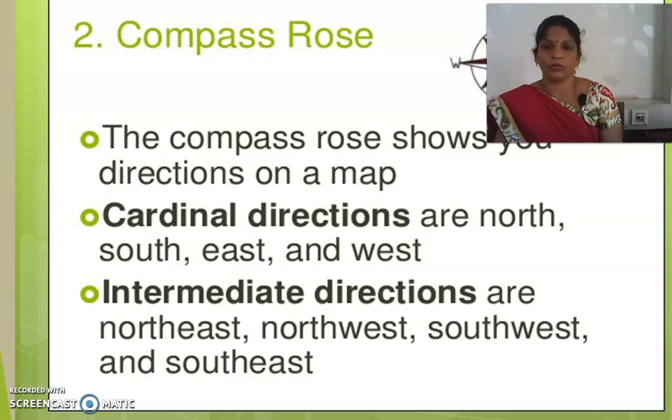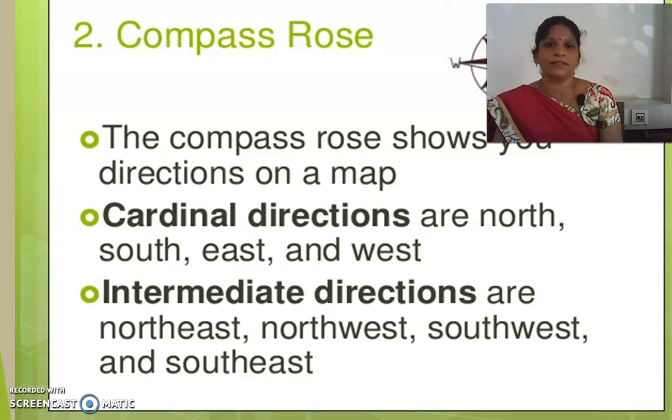The compass rose shows you direction on a map. We have 2 types of directions. See here. N means north, S means south, E means east and W means west. North, south, east, west are called cardinal directions. That means important or main.